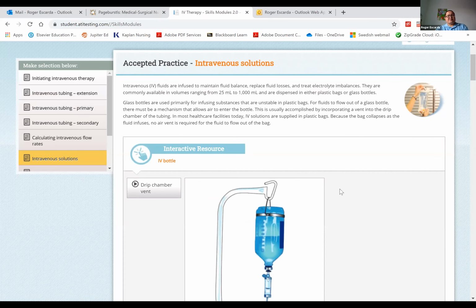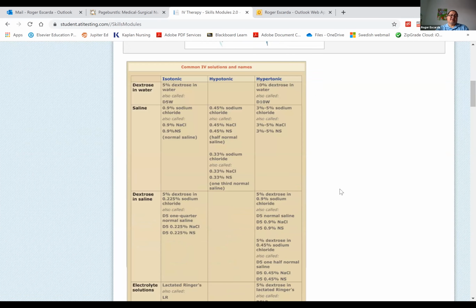IV solutions. It's best you use your textbook for this, but there shouldn't be any major differences. You tested these already, right? In exam 1, I believe. Hypotonic, isotonic, and hypertonic. Isotonic is always normal saline or LR. Anything else that you add dextrose into becomes hypertonic.